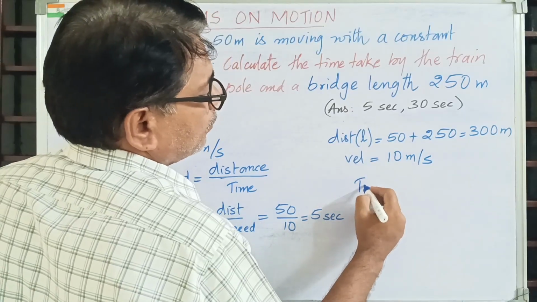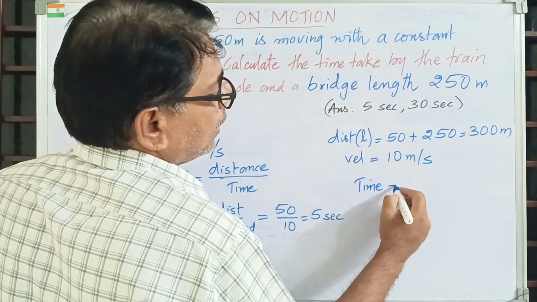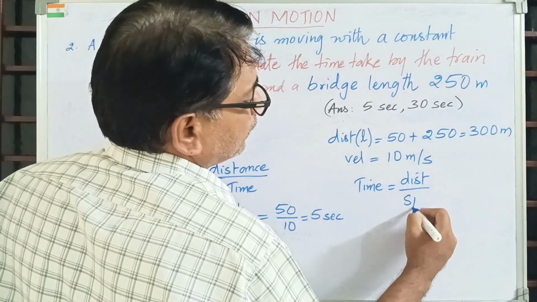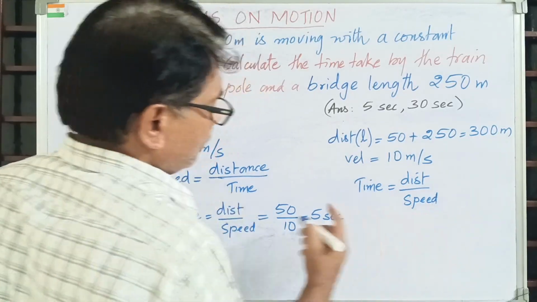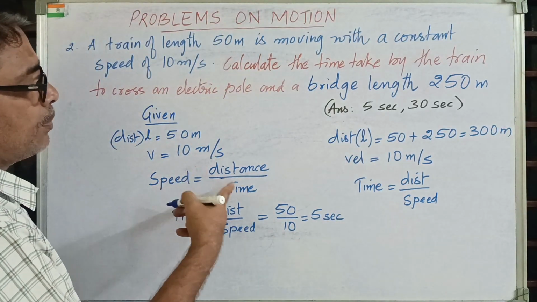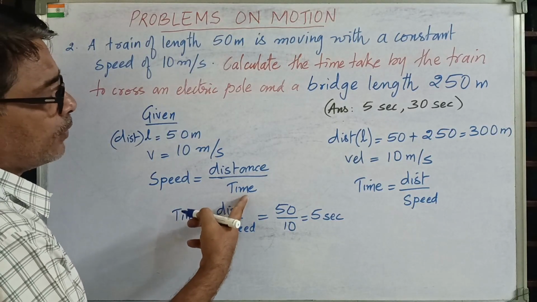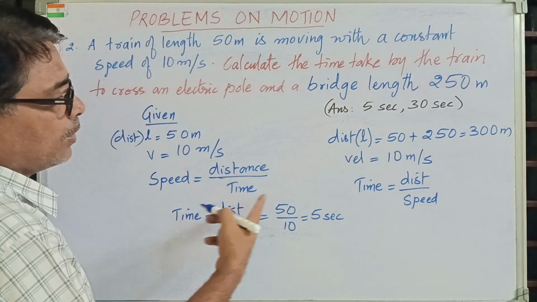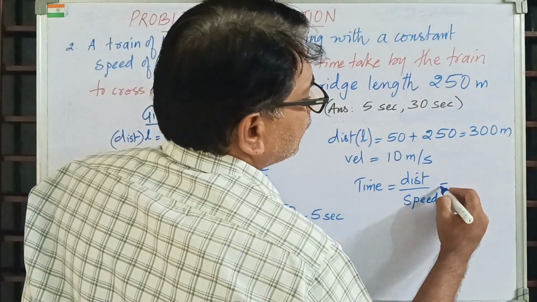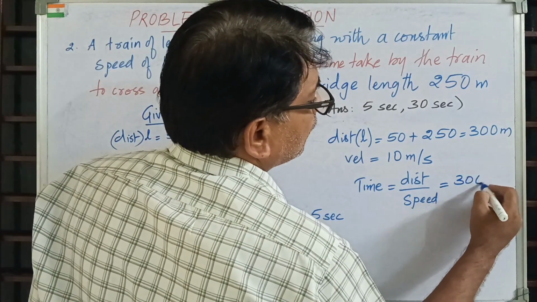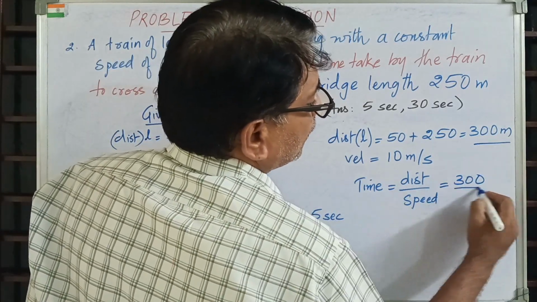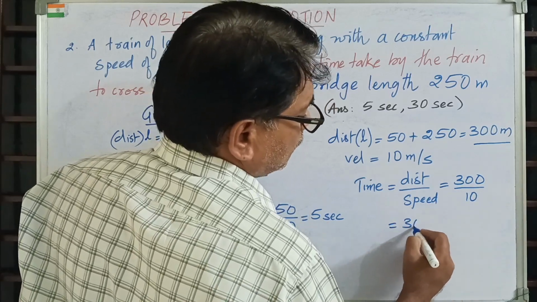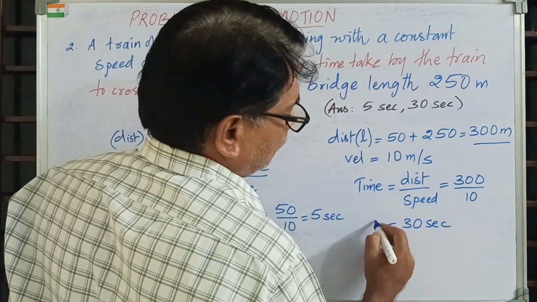Same thing again, you require to calculate time. Time is equal to what? Distance by speed, because speed is equal to distance by time. Now you are supposed to find time, therefore cross multiply. Time is equal to distance by speed. Distance is how much here? 300 here. 300 by speed, how much? 10. Therefore your answer is 30 seconds because you are finding time.